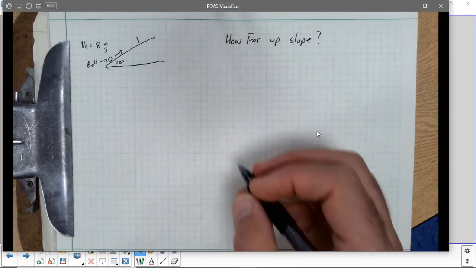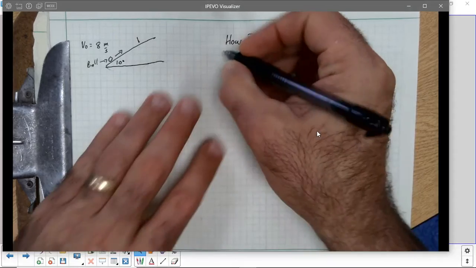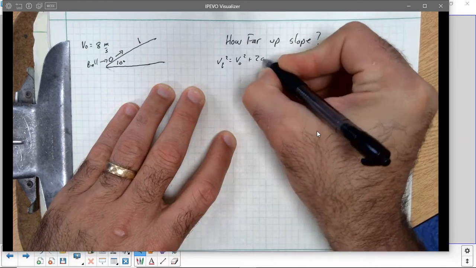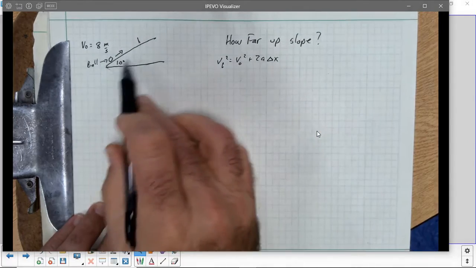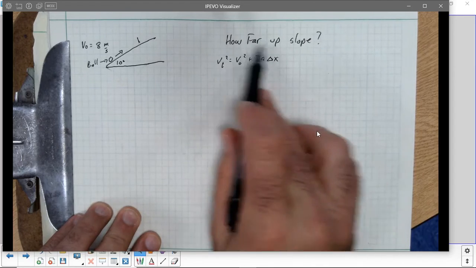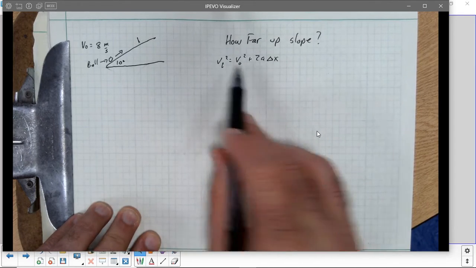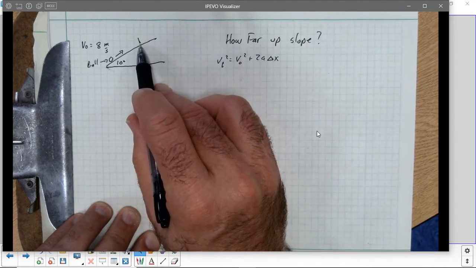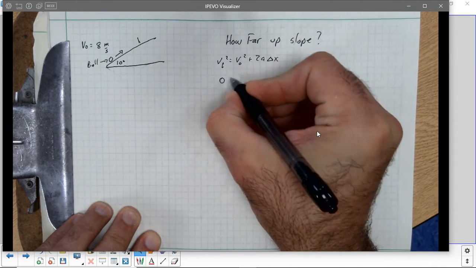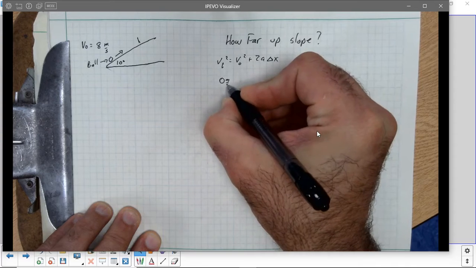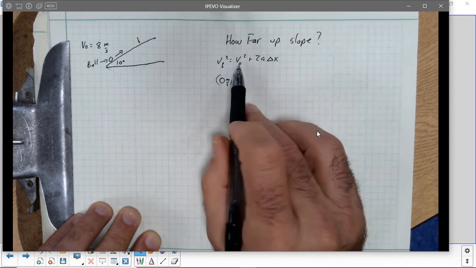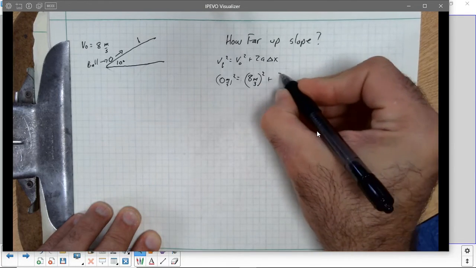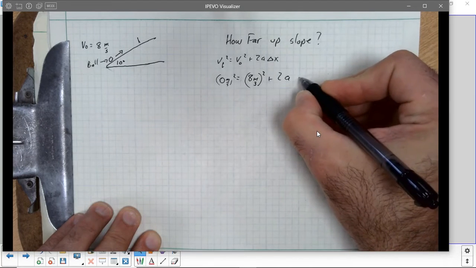Okay. So the way we're going to do this is we're going to use the very handy equation VF squared is equal to V naught squared plus 2A delta X. Because we're not given time, so we should gravitate toward this equation that does not include time. VF is the final speed, and we know that when it gets to the top, as high up as it goes, it's going to be going 0. So that's going to be 0 squared meters per second, quantity squared, equals the initial speed, which is 8 meters per second squared, plus 2 times A times delta X.